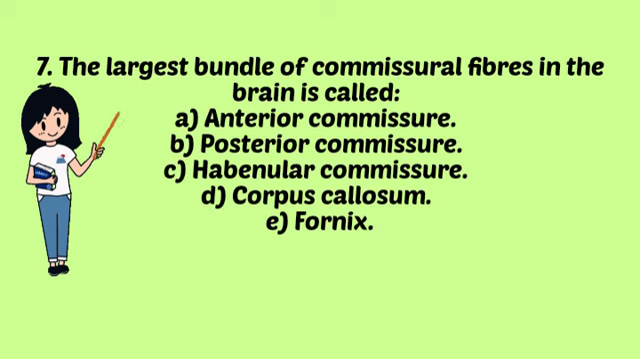7. The largest bundle of commissural fibers in the brain is called: A. Anterior commissure. B. Posterior commissure. C. Habenular commissure. D. Corpus callosum. E. Fornix. Option D is correct, corpus callosum.